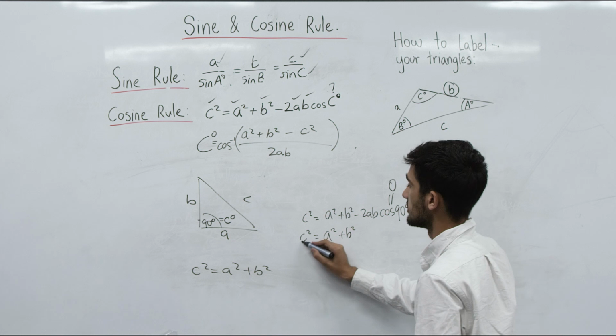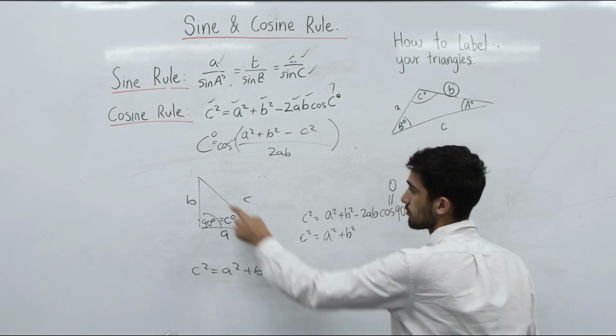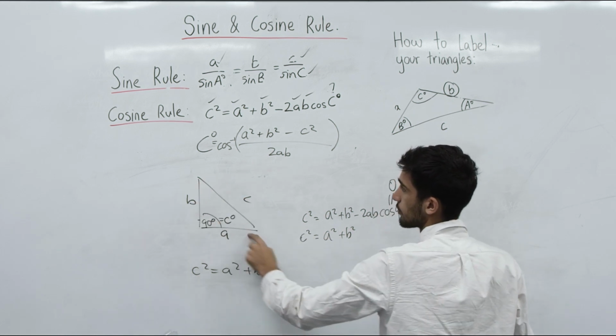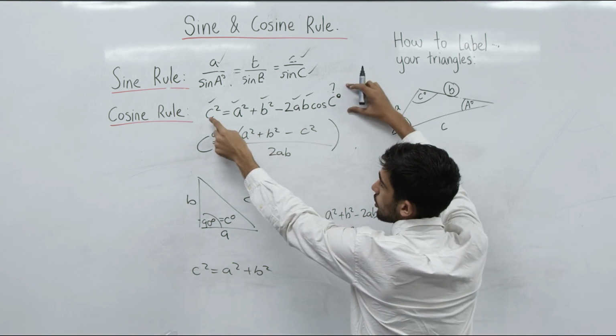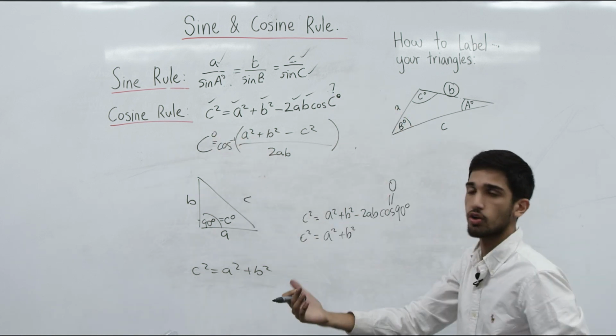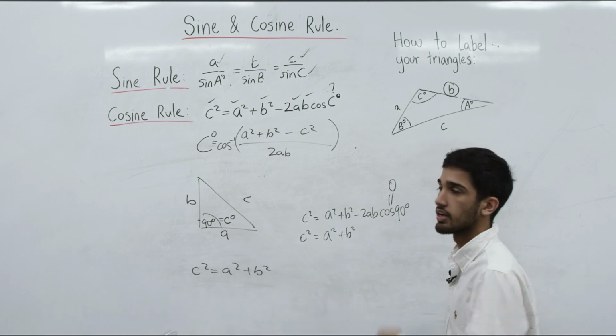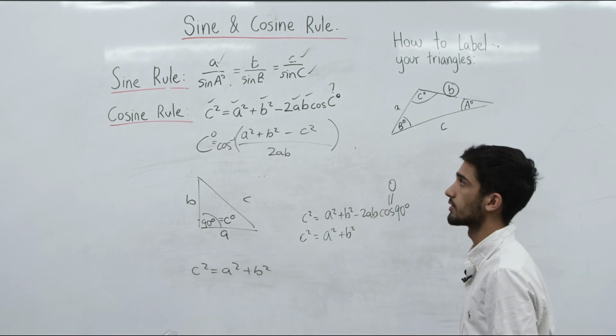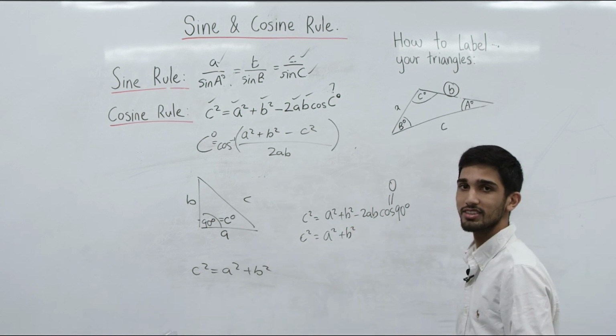So what that means is that Pythagoras' theorem for the hypotenuse of a right angle triangle is actually derived from the cosine rule. And that's why the cosine rule will work in any right angle triangle, any triangle whatsoever. Okay? Perfect.